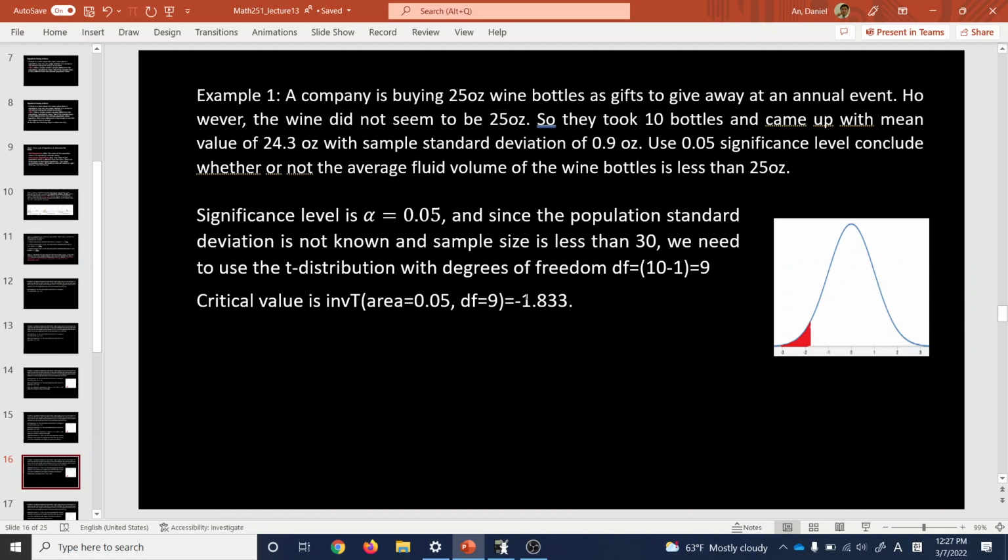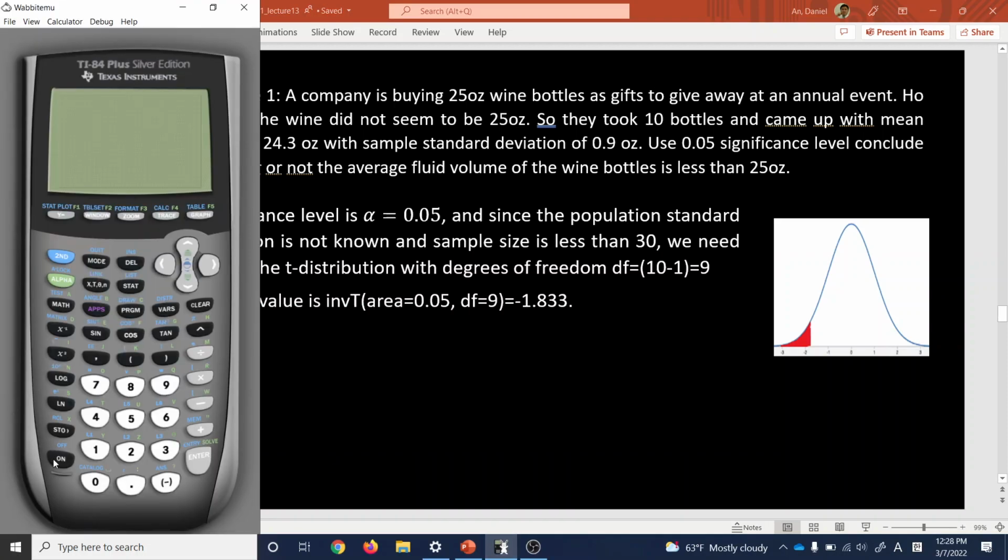So we now have to calculate what this boundary is. I know that this area should be 0.05 because that's the significance level. So we look for the inverse t. You go to the second distribution, you go to inverse t, or you can use the table. I like using the calculator. Instead of doing 1 minus alpha over 2, that's for two-tailed.